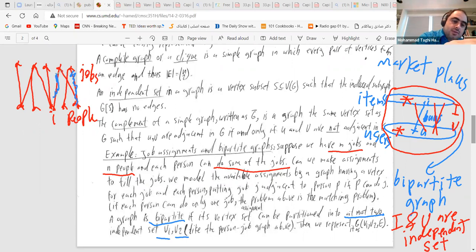This guy may do this one. This person may do this one and this. And as you will see here, in this case, for this job, nobody can do it. So these edges are called a matching. A matching is a set of edges none of which share an endpoint. So we cannot have such a thing like this.